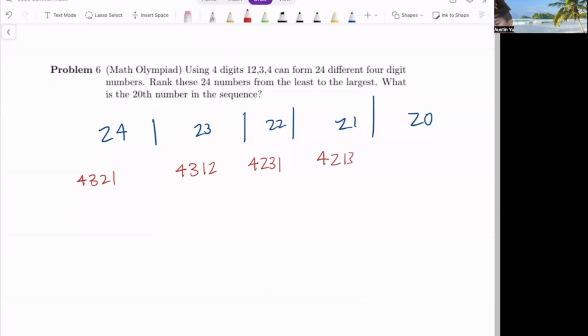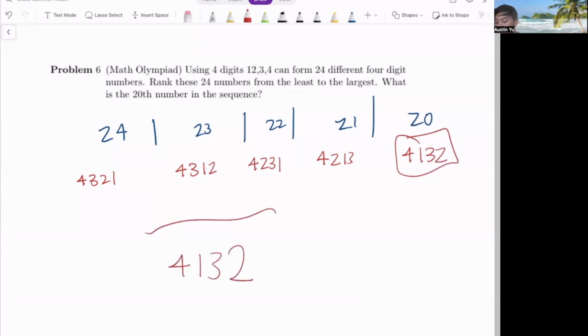And finally, the 20th would just be 4,132. So the answer is 4,132. That's the 20th number in the sequence.